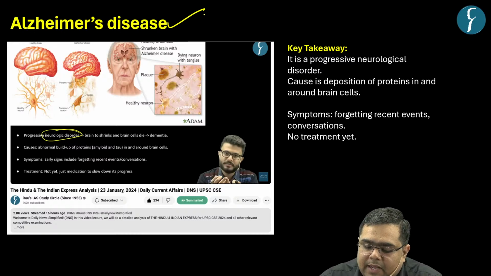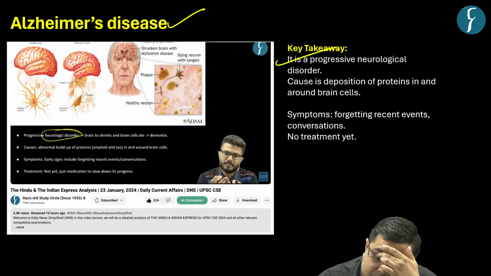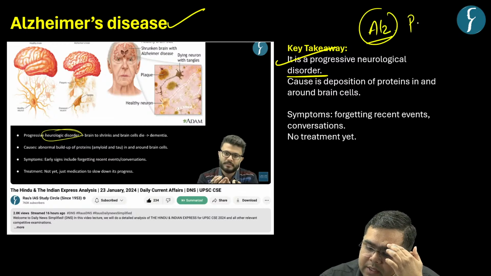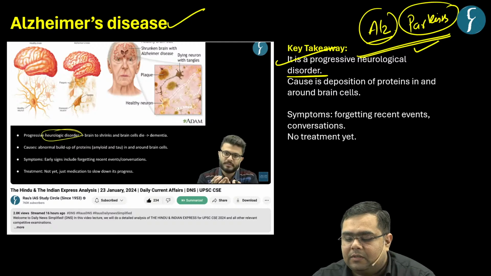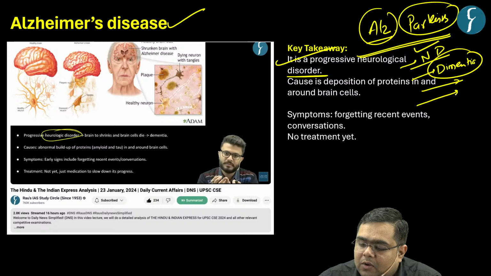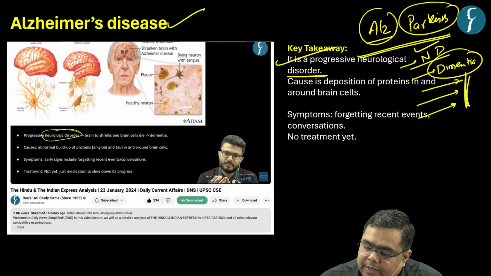Let us now look at another concept, Alzheimer's disease. The key takeaway point is that it is a progressive neurological disorder. Alzheimer's and Parkinson's are nearly related, confusing concepts, right? We'll go and see what the key difference is between these two. These two are both neurological disorders and commonly known as a kind of dementia. Dementia means a difficulty in understanding, comprehending, and responding to external stimuli, right?